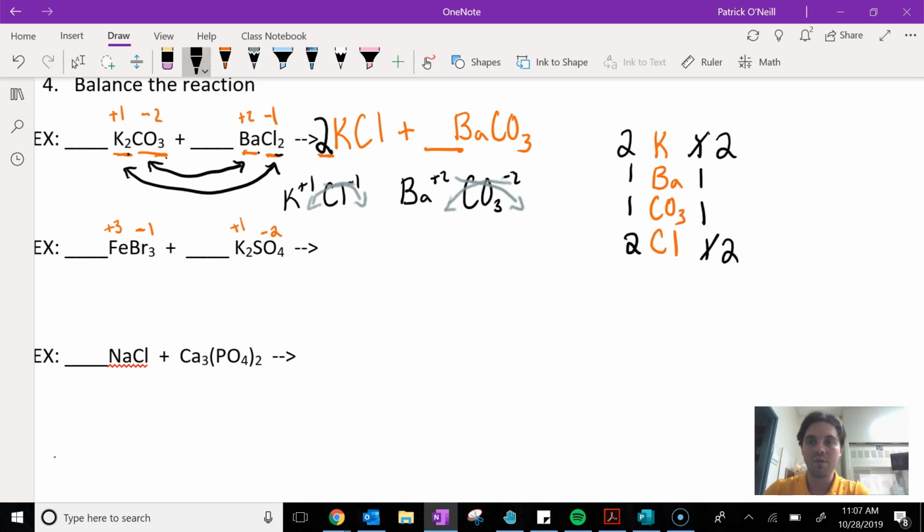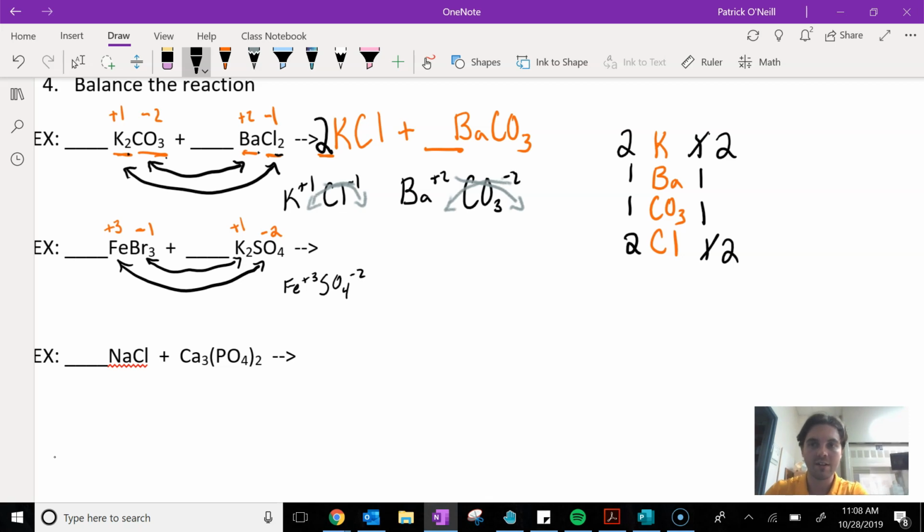Okay, so we also know that our bromine is going to be paired up with potassium. And we know that our iron is going to be paired up with sulfate. Okay, because the positive gets paired up with the negative of their opposite counterpart. All right, so in doing that, we know that Fe, which is +3, it's going to be paired up with SO4, that's -2.